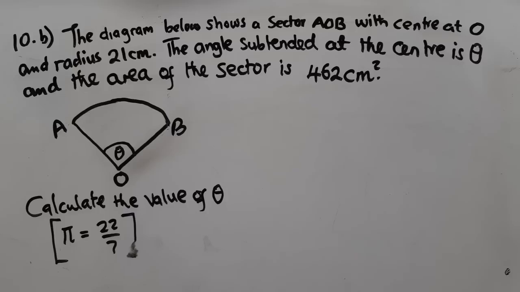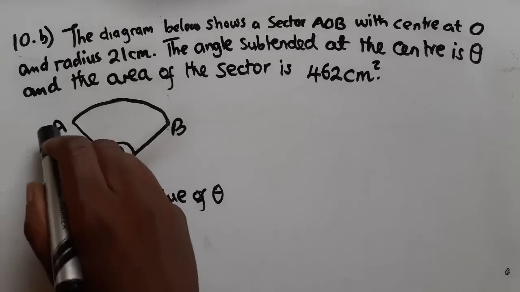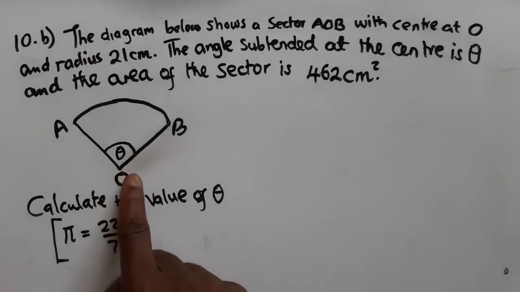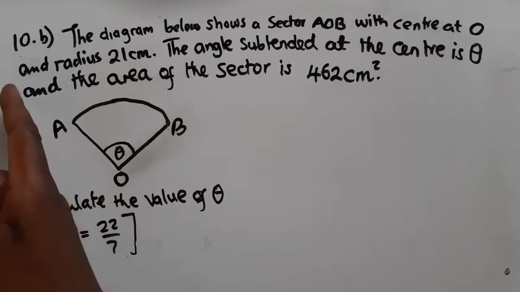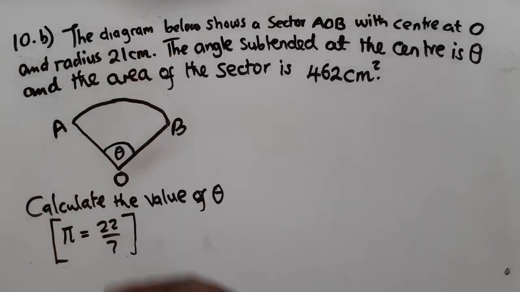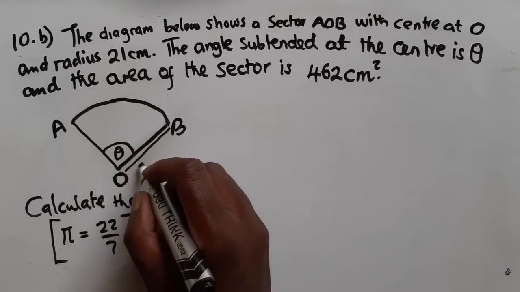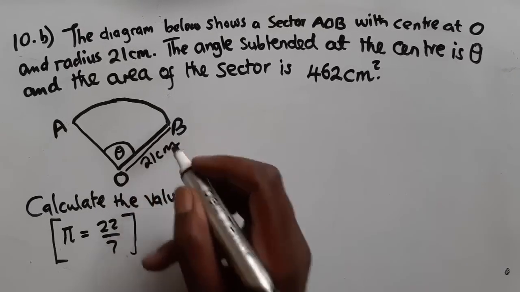So question B is on mensuration. Very simple question. The diagram below shows a sector AOB with the center at O. Okay, this is the sector of a circle. And the radius, from this point up to this one, is 21 centimeters.